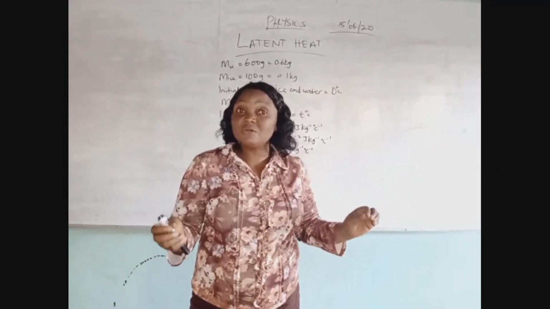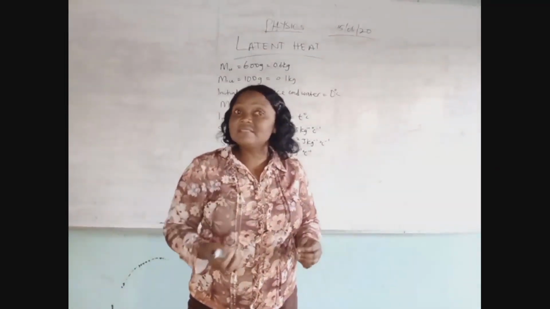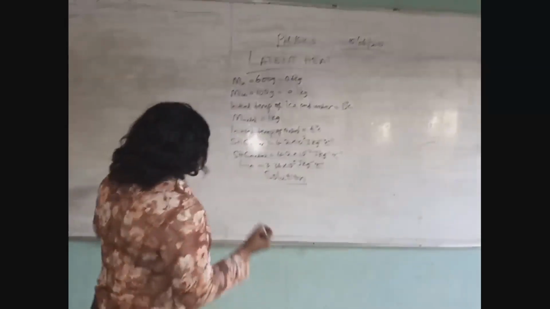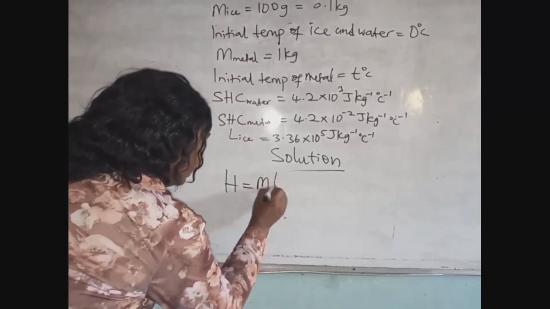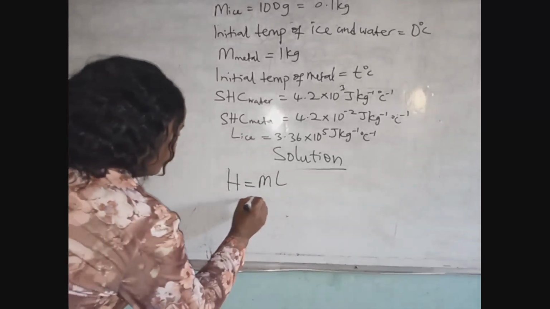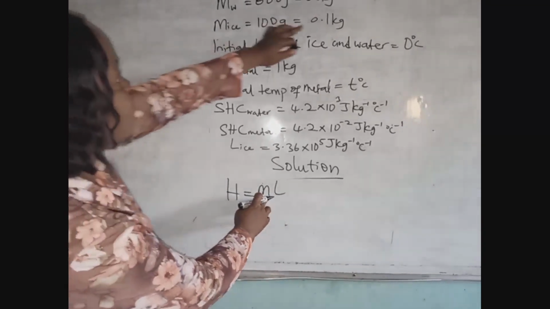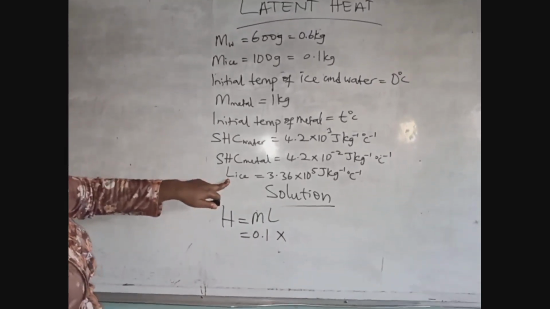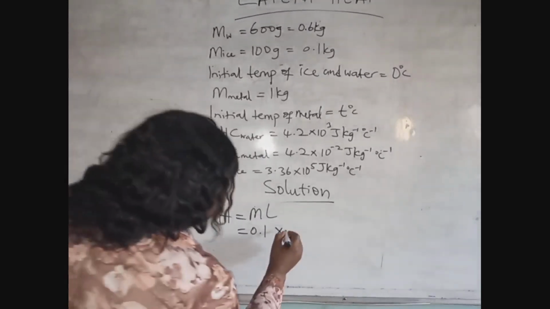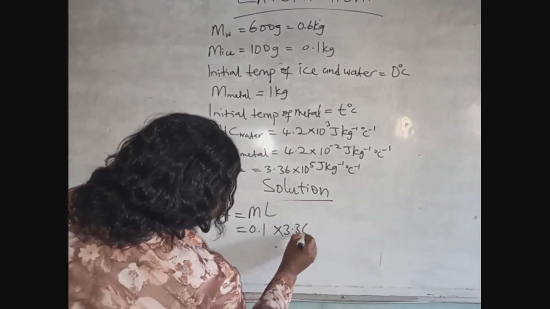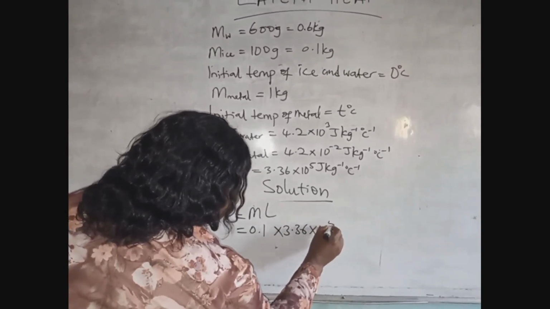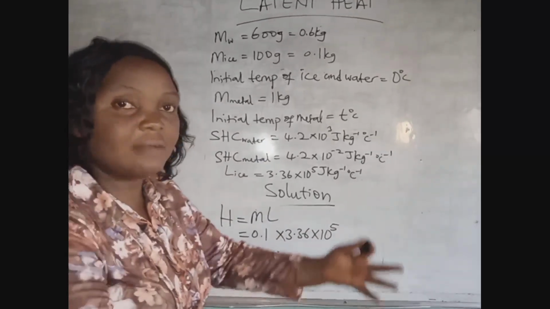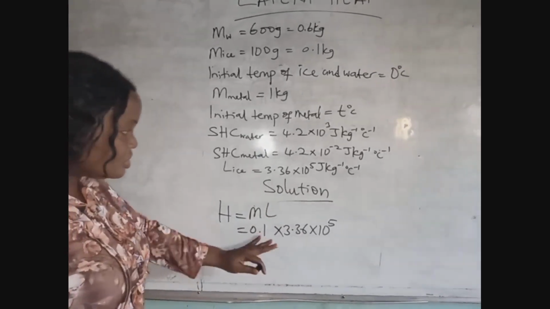That means that heat is what? The latent heat. So we have to find that latent heat of melting ice, which is giving us H is equal to mL. Is that okay? Which is mass of ice, 0.1, times the specific latent heat of fusion of ice, which is 3.36 times 10 raised to power 5. Is that clear? So this is the quantity of heat absorbed.